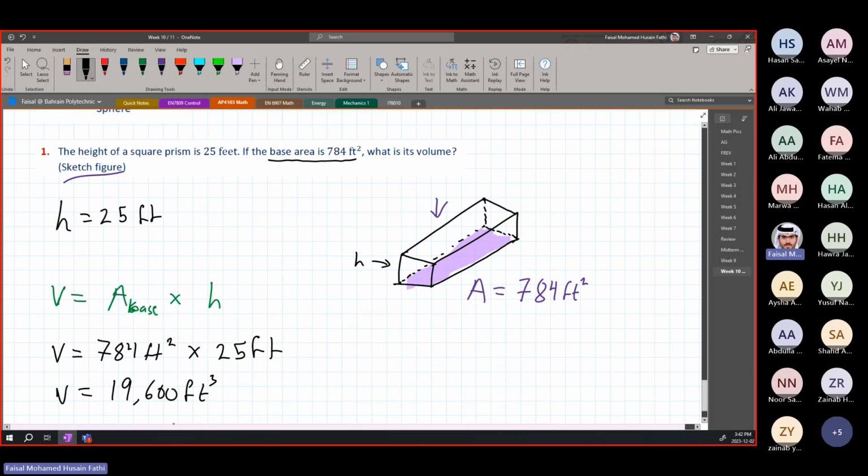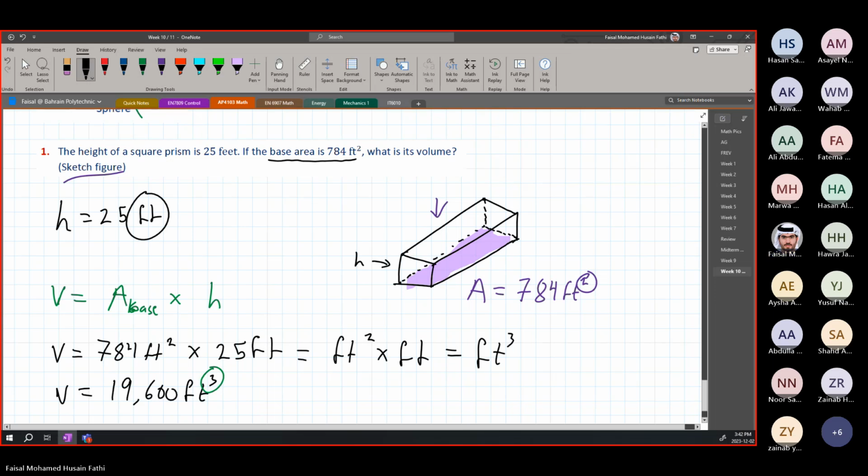One more thing I didn't go through. The unit for area we saw was squared. For a normal unit, it's just feet. There's no squared or cubed for just a singular unit or the perimeter. And for a volume, it is always going to be cubed because you are multiplying feet squared by feet. This will give you feet cubed. That's why it is going to be in feet cubed.